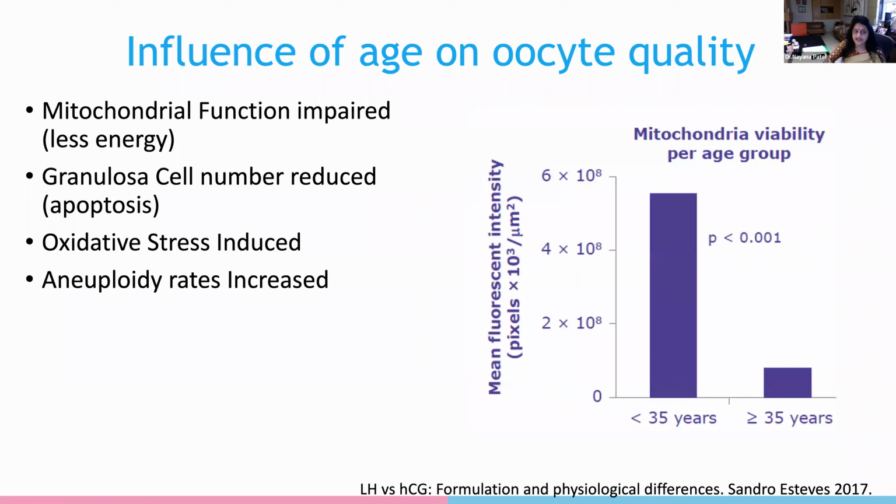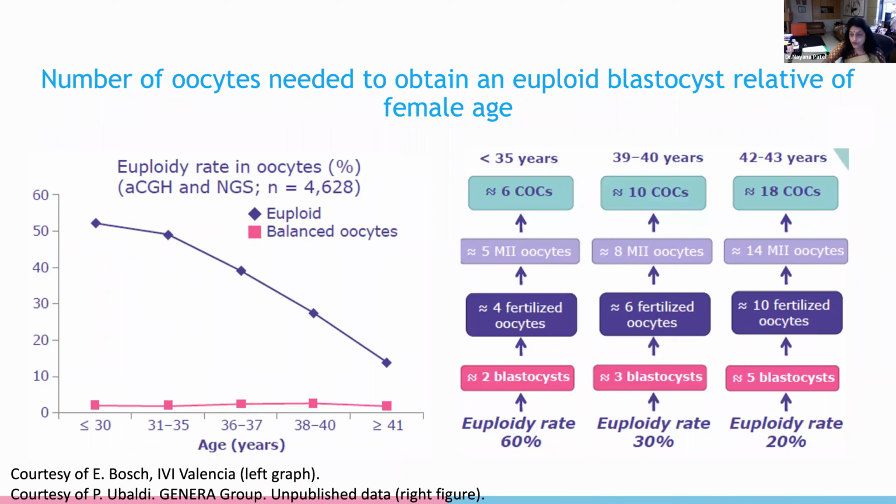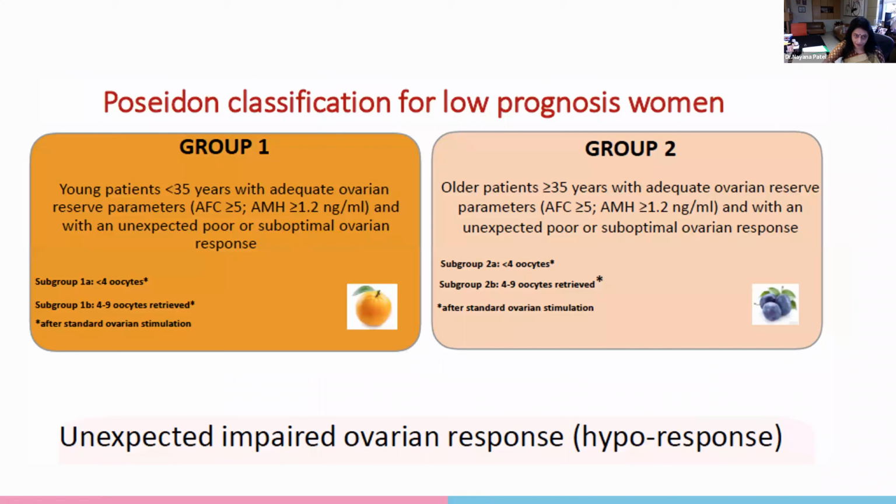Where because of the age, mitochondrial function and granulosa cells are all abnormal, oxidative stress is there, and the aneuploidy rate is high. So for 40 plus, you at least need 18 COCs to give 14 M2, and for less than 35, you definitely need 5 good M2.